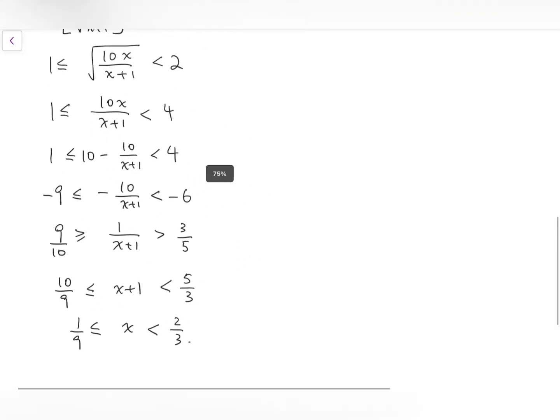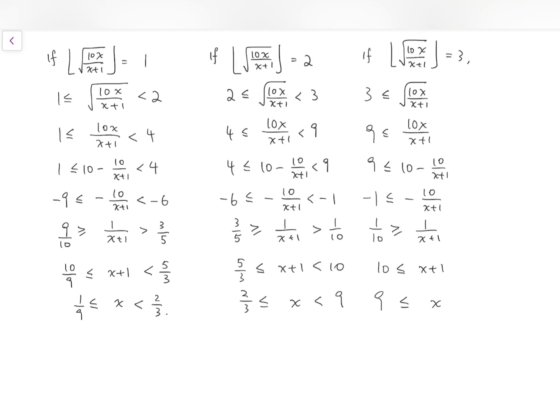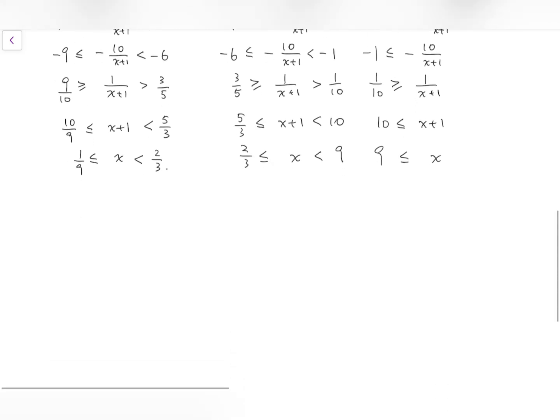So that's when this floor function will give 1. Using a similar argument, we can see that when x is between 2/3 and 9, then the floor function will give 2. And otherwise, if x is larger than or equal to 9, then the floor function will give 3. Here are the steps just to make the explanation less clumsy. So now we can move on to the integral.